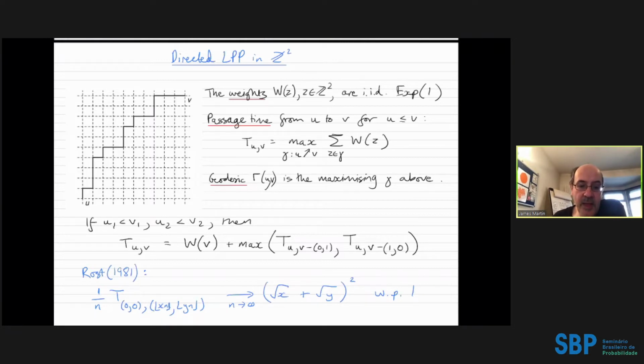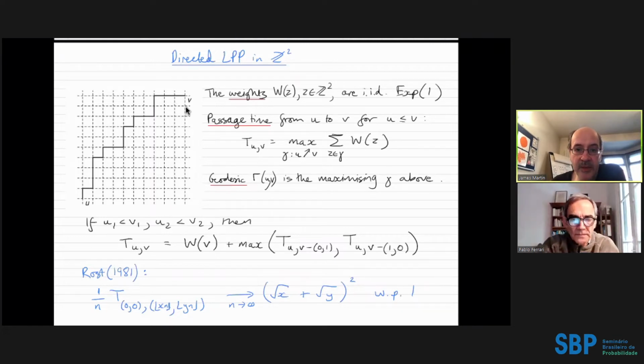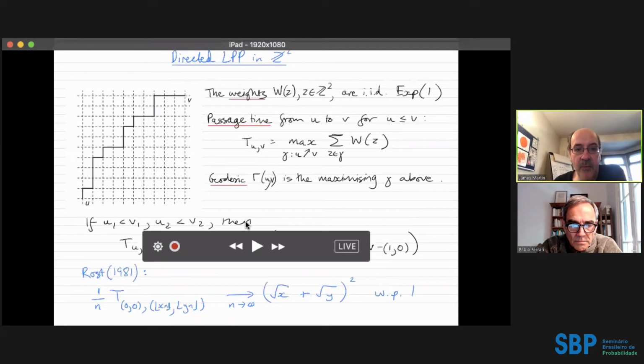So these passage times satisfy some nice recurrences, which are going to be relevant later on. For example, if we want to know the maximum passage time of a path from u to v, well, that's just going to be the weight at v plus the maximum of 2 things, either the passage time to the point to the left of v or the passage time to the point below v. Any path from u to v has to pass either through this point to the left of v or the point below v. So we take the maximum of these 2 things, and we add on the new weight, which is the weight at v, and then we've got the passage time from u to v.